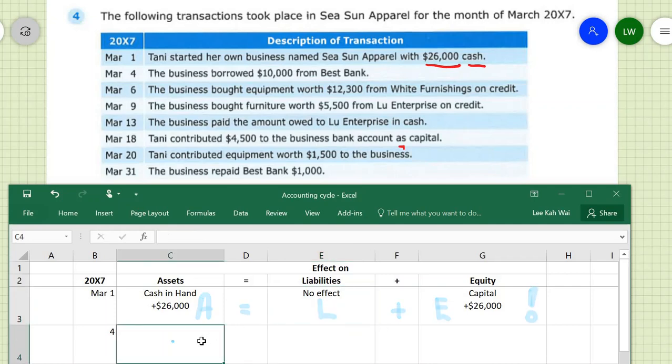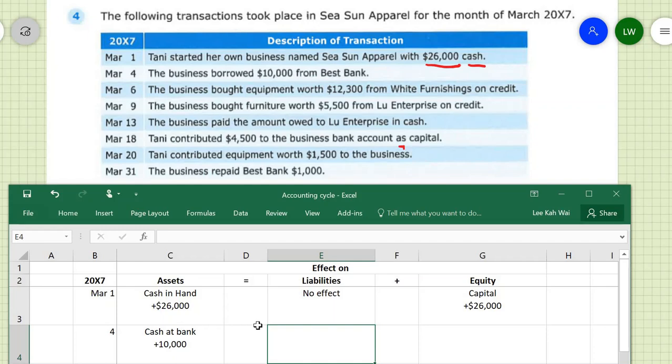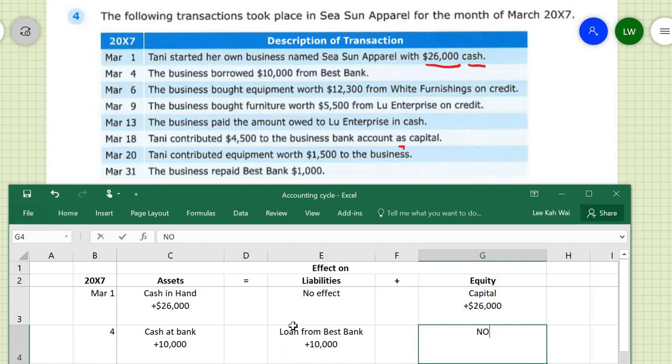Let's look at March 4th, the second transaction. The business borrowed $10,000 from Best Bank. Now this money is inferred to be received in the cash at bank account. So in the cash at bank account, which is an asset of the business, there is an addition of $10,000. And this is provided by the bank, which is a loan, a borrowing from the bank. So the account is known as loan from Best Bank, and the amount is $10,000. Now there is no effect on the equity section, the reason being that the owner did not contribute this $10,000.